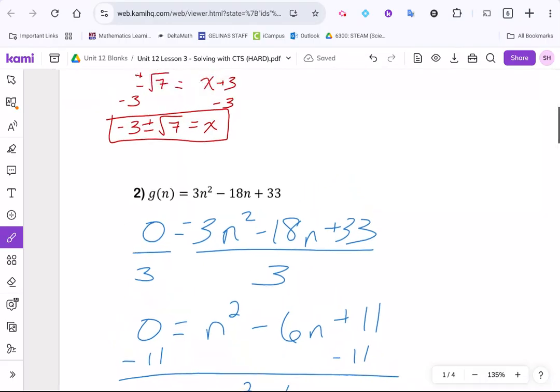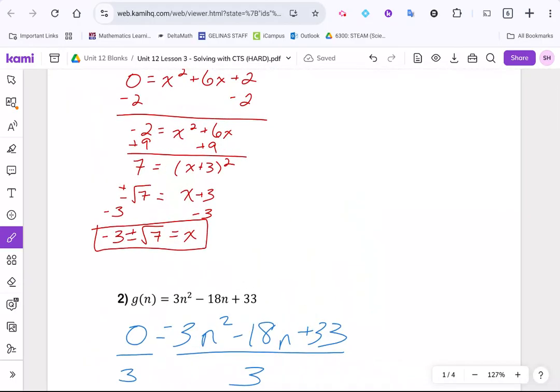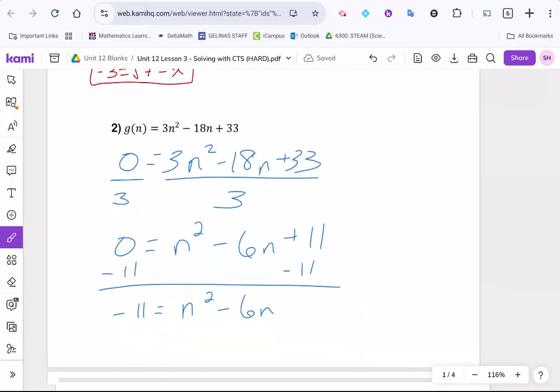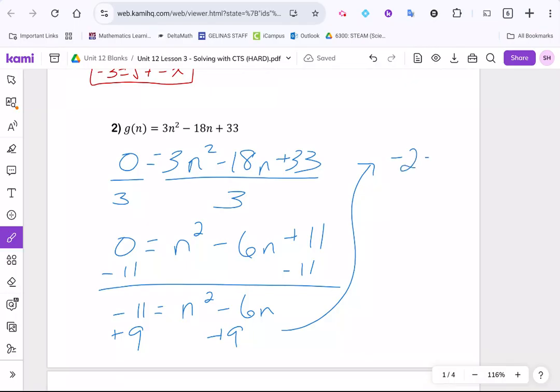Now that b value is 6, just like the last problem's b value was. So that means we're adding 3 squared to both sides again. So when I go ahead and do that, I'm going to end up adding 9. And what you'll notice is this time, when I add the 9 to both sides, I end up with negative 2 equals (n minus 3) all squared.